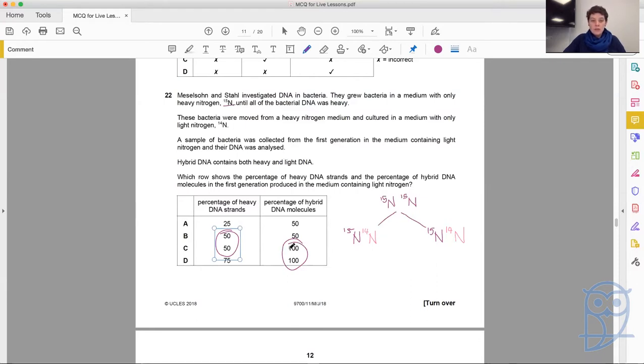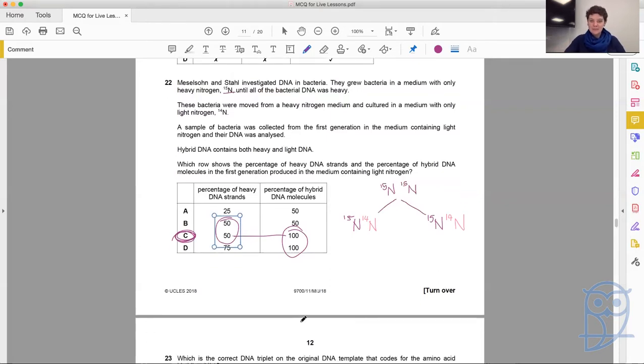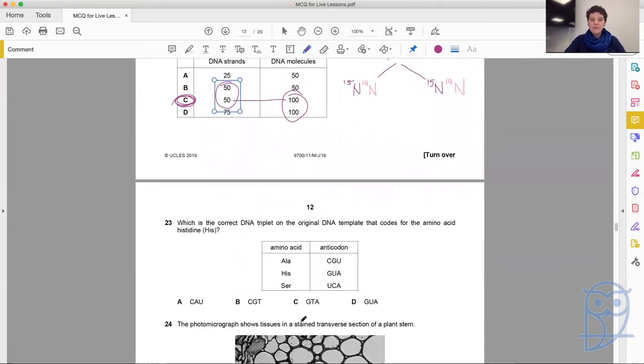So where do we circle in both lines? There, our answer is C. So we have 50% heavy, 100% hybrid DNA molecules in that first generation. If we took it to another generation in the light medium, then we'd have a very different ratio that we'd be looking at. Question 23.